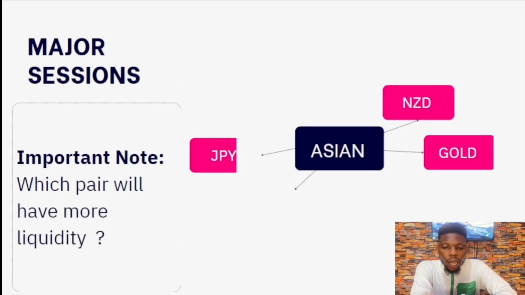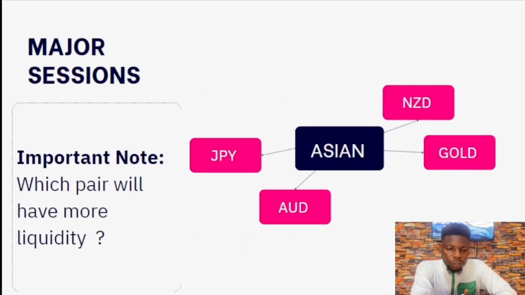The first one is the Asian session. In the Asian session, we have the Japanese yen that is open. We have the Australian dollar, the New Zealand dollar, and some movement in gold as well. This is important to understand which pair will have more liquidity and is easier to trade in the session.